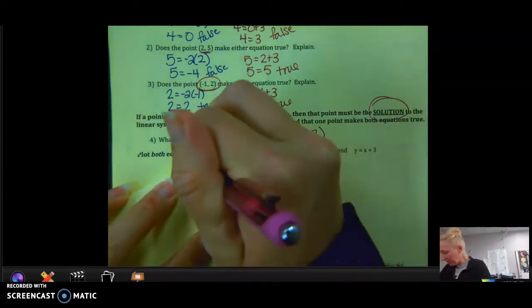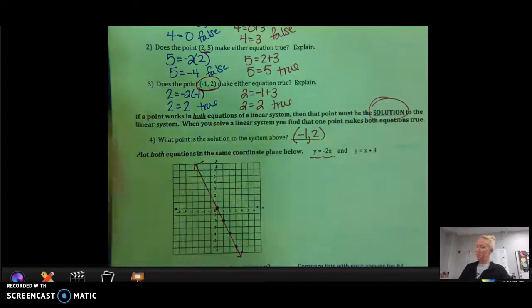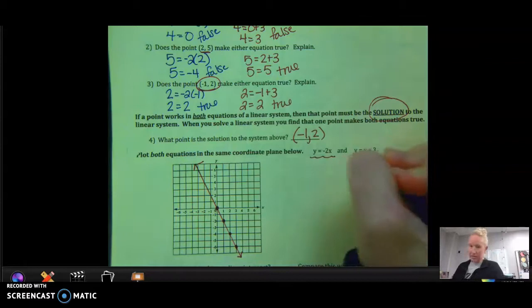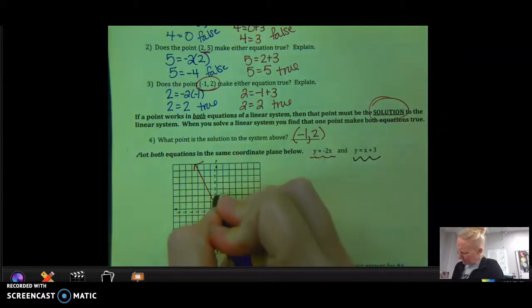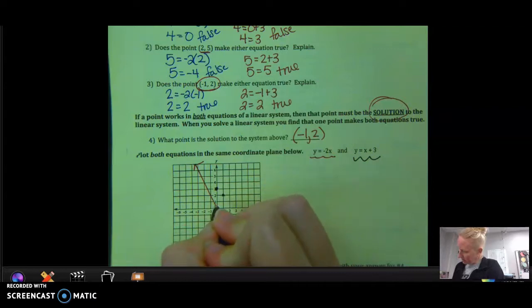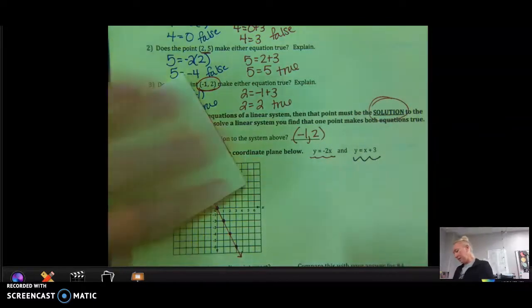Always, always, always. There we go. Oh, and I did these in the wrong colors, but that's okay. Okay, this one, my y-intercept is at 3. 1, 2, 3. My slope tells me go down 1, over 1. I'm sorry. My slope tells me go up 1, over 1, or down 1, backwards 1. Down, back, down, back. Okay.